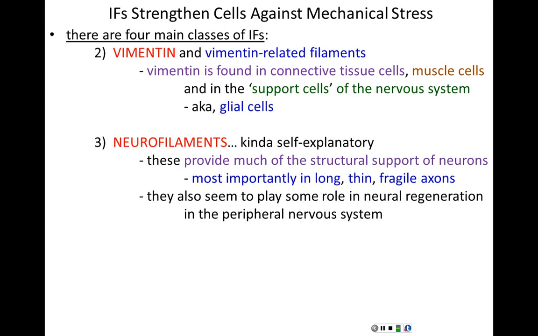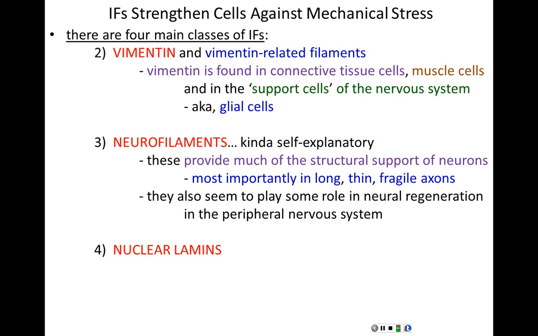It's interesting, but they also seem to play some role, either directly or indirectly, with neural regeneration. The cells of the peripheral nervous system have a different type of neurofilament makeup than the cells of the central nervous system, and that seems to somehow allow regeneration in the peripheral nervous system, where, of course, we know that there's no regeneration of neurons broken in the central nervous system. This is why paraplegics never heal.